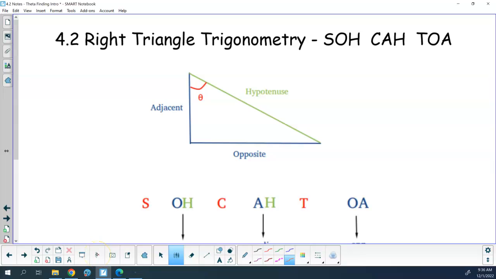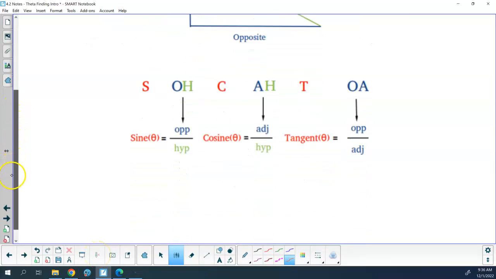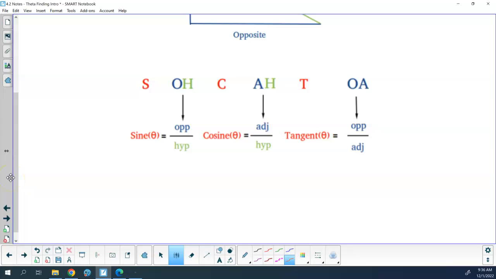SOHCAHTOA once again says that the sine of an angle in a right triangle is equal to the opposite side divided by the hypotenuse. SOH. CAH says the cosine is equal to the adjacent side divided by the hypotenuse. And TOA says that the tangent is the opposite divided by the adjacent. SOHCAHTOA. Much easier than some old horse caught another horse taking oats away.